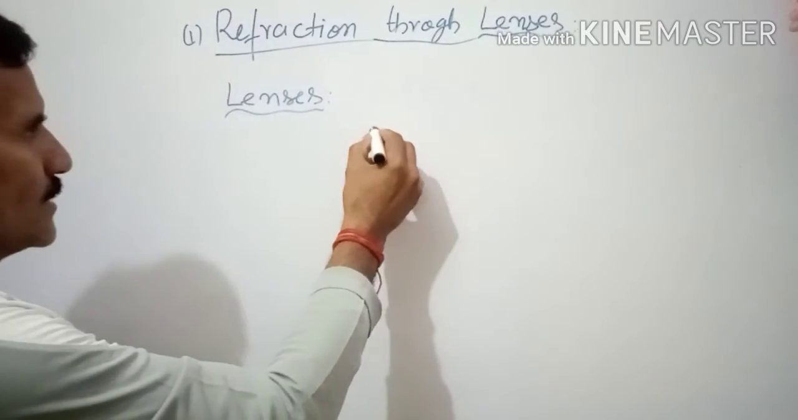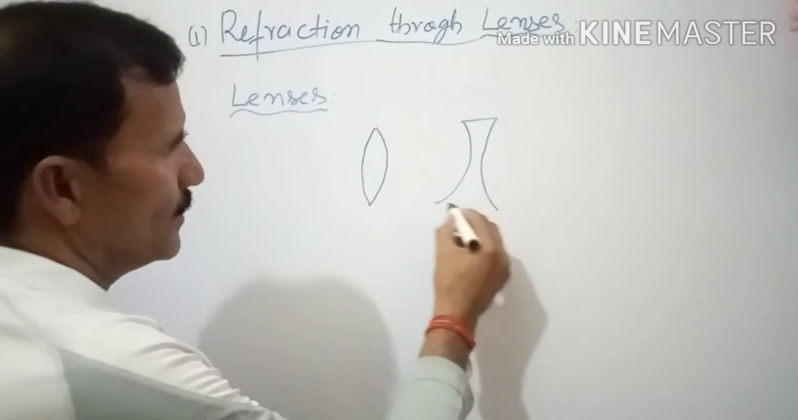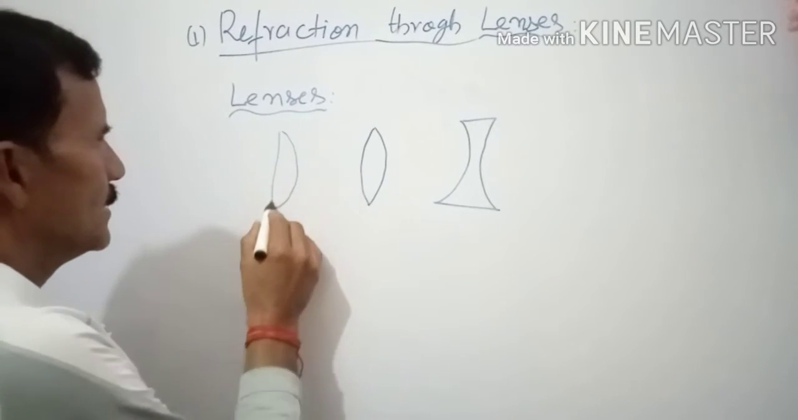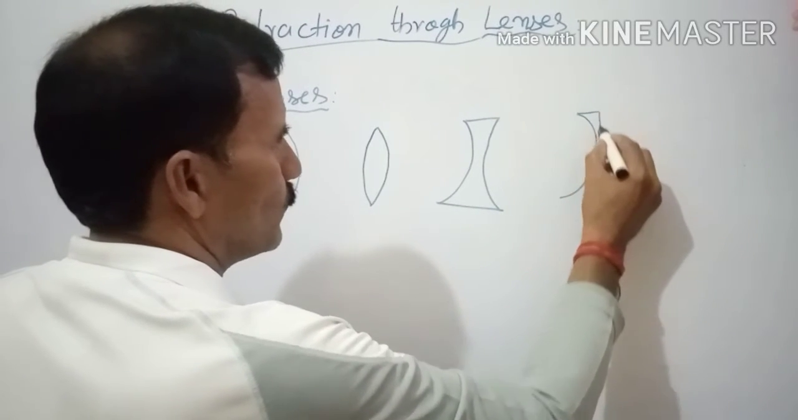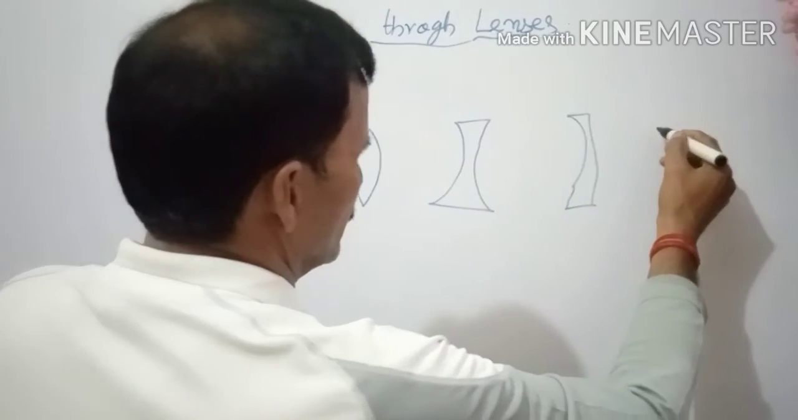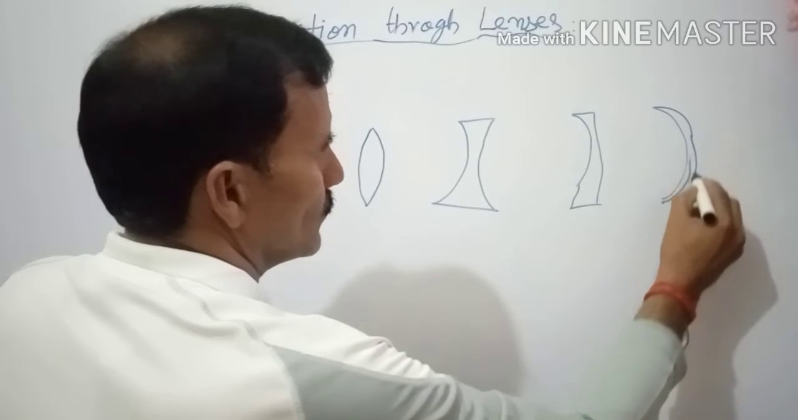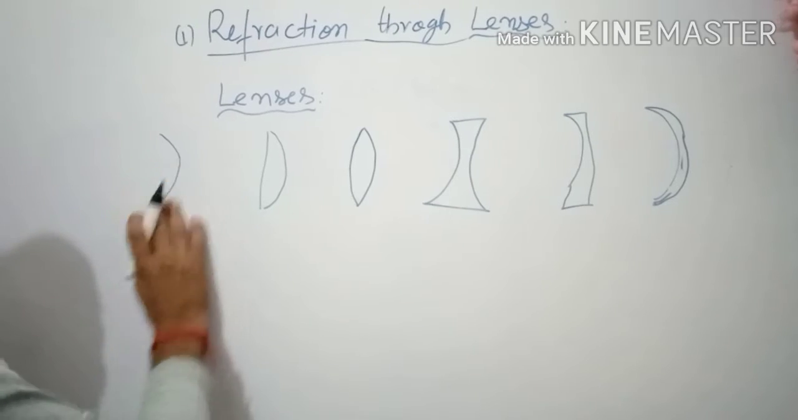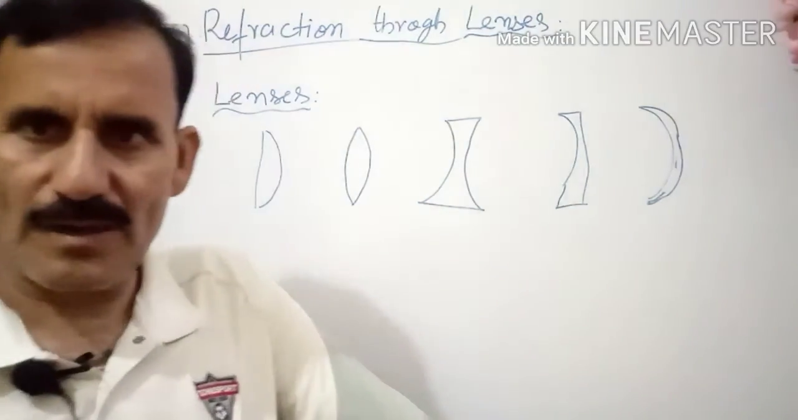So you know, basically lenses are of this type. These are made up of glass. Also it can be like this, like this, like this. One surface is plane, another is concave. Like this, you can have both concave, and here both convex. So these are a few types of lenses.